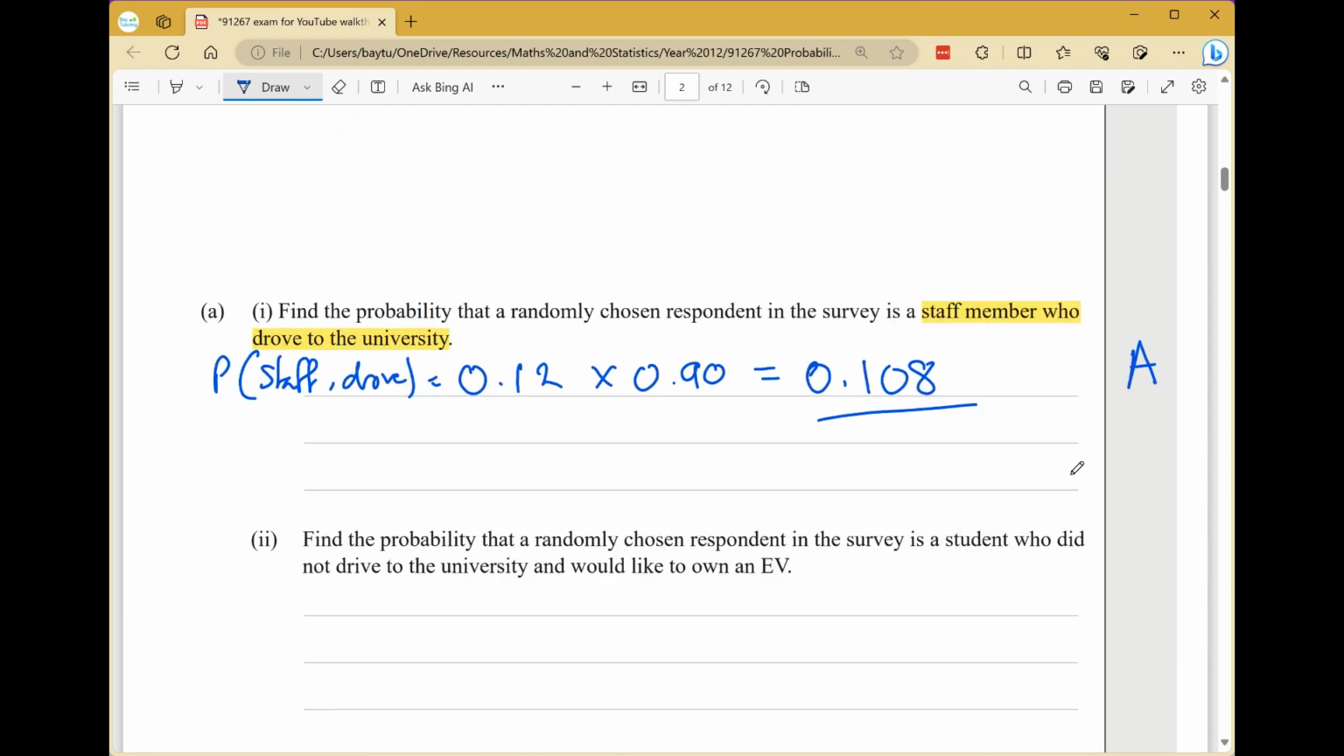Find the probability that a randomly chosen respondent in the survey is a student who did not drive to the university and would like to own an EV. It's a student who did not drive and would like to own an EV. So probability of getting a student, does not drive to the university and would like to own.